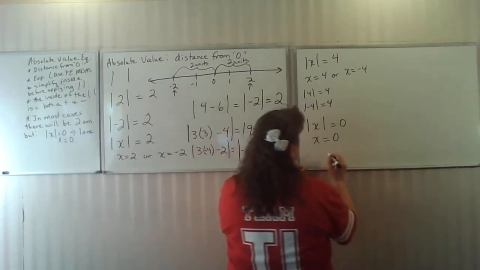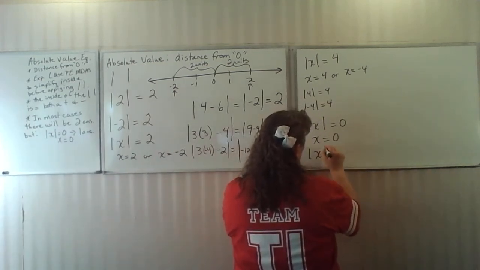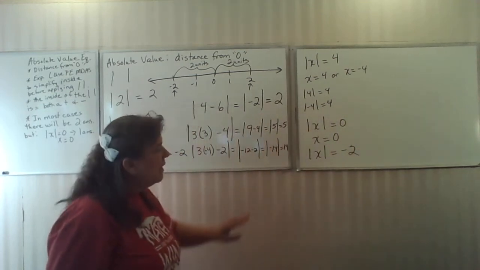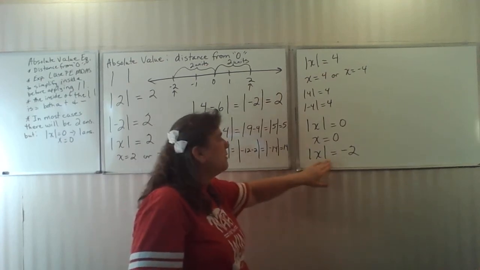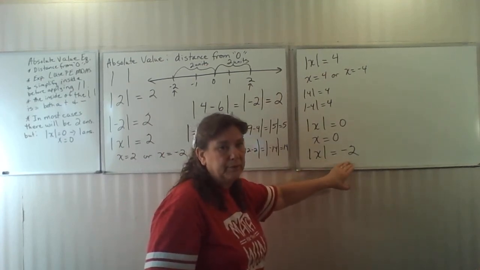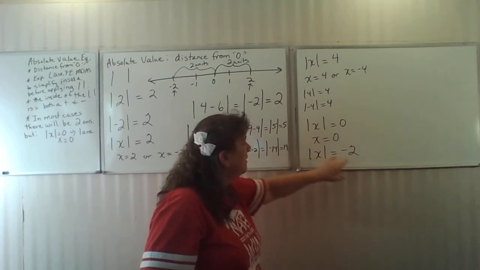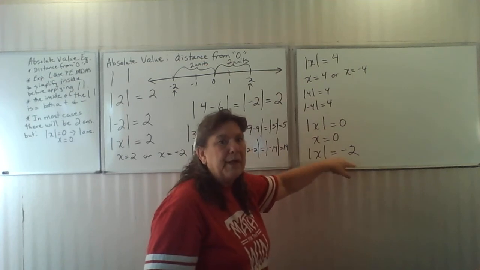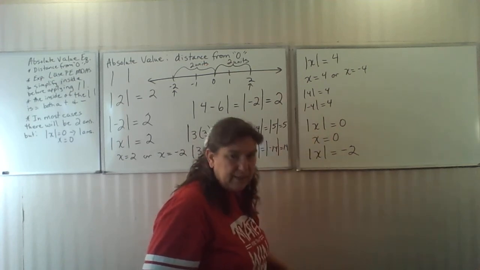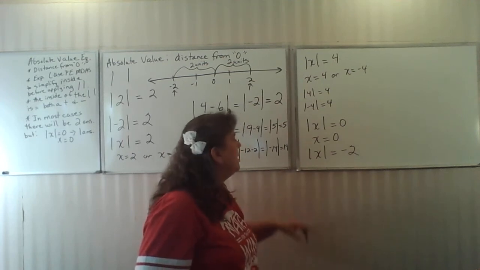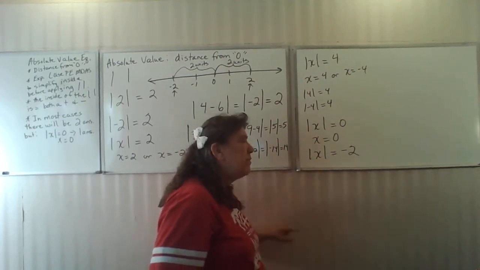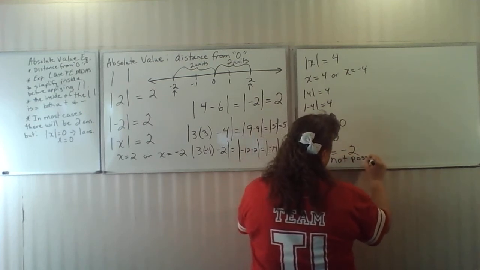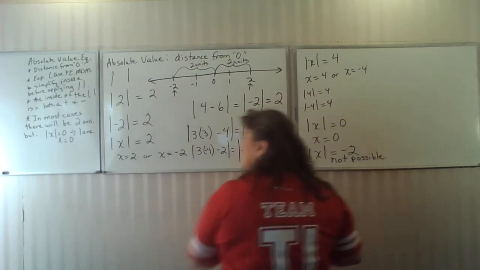Let's look at another possible exception here. Now, I have the absolute value of x is equal to a negative 2. What's my problem? I have just said that the distance from 0 is a negative 2. Can distance be negative? No, it cannot. Therefore, this is not possible. And because it is not possible, there is no solution.